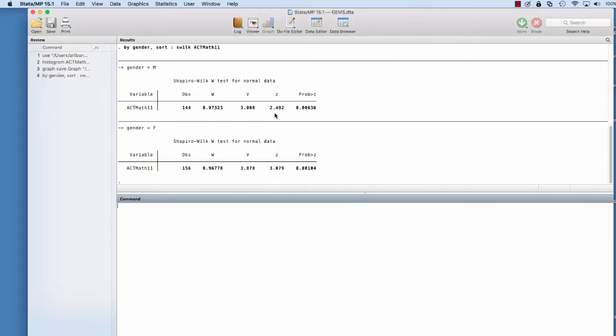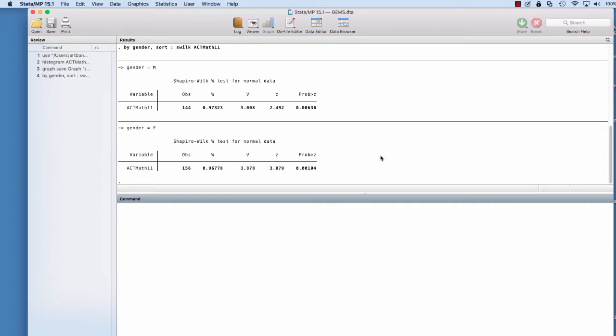And we can see our results from our Shapiro-Wilk test here. And the Z tests are definitely significant. So what this means is that the data are significantly non-normal. And I would suspect that it's probably due to that peaked data, that bimodal data.